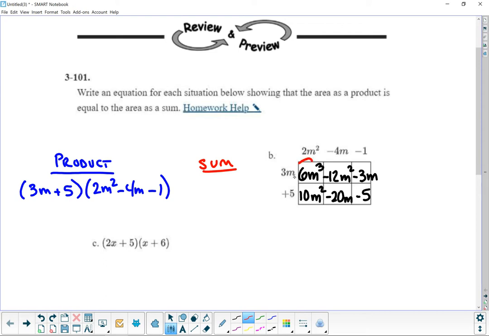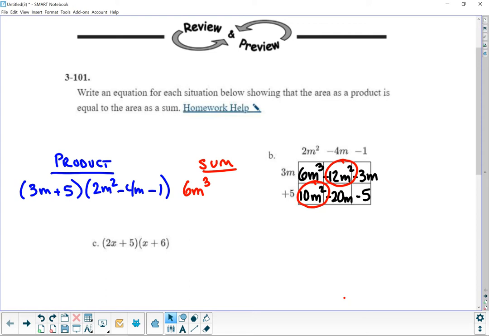For example, 6m to the third power, if you look at all these other terms, there's no other m to the third power. So I'm done with 6m to the third power, and I'm going to just write it down. But when I move on to -12m squared, you notice that there's another term that has a square, which is the 10m squared. So we can combine those: -12m squared and +10m squared.